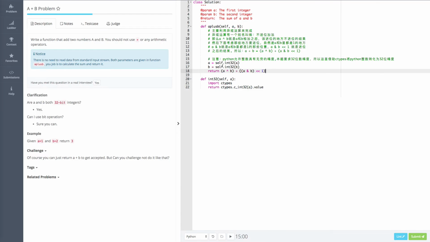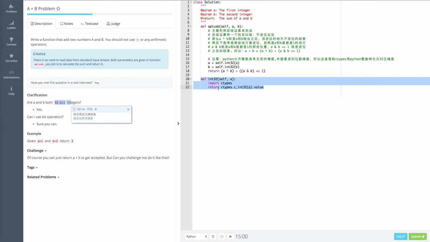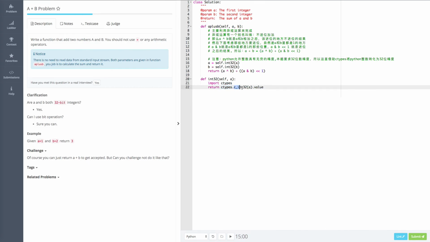So the total solution will be like this. First we get the 32 bits of A and 32 bits of B. Then we just return A XOR B plus A AND B shifted by one. In this case we only deal with 32 bits, but in Python a number can be of arbitrary length. So here we use the ctypes library, and with c_int32 dot value, we can change A to a 32-bit integer. So that's the whole solution.